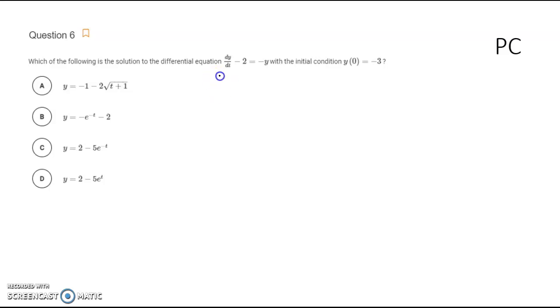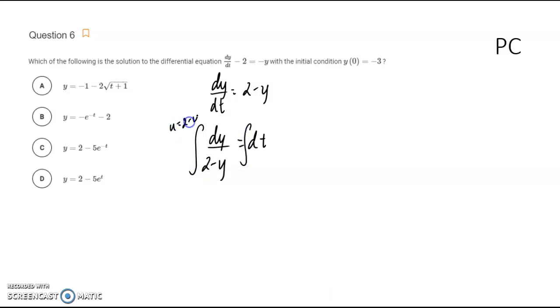Okay, so I'm going to add 2 to both sides. Divide by my 2 minus y. Now I'm going to integrate from here. Okay, the antiderivative, I'm not going to switch colors because it'll mess up the recording. I do need a negative. So this will be the opposite of the ln of the absolute value of 2 minus y, and that's going to equal t plus c.